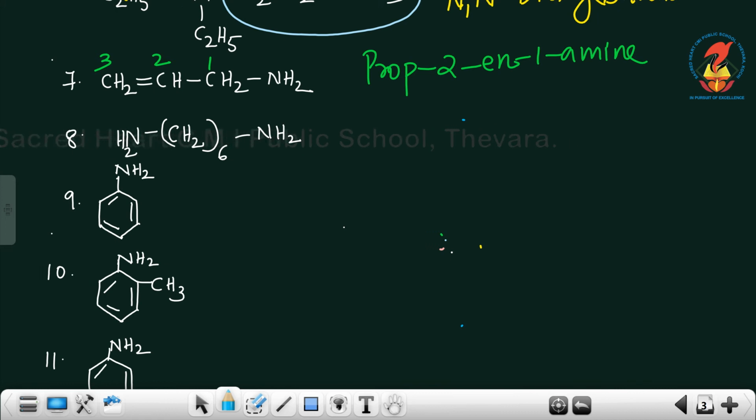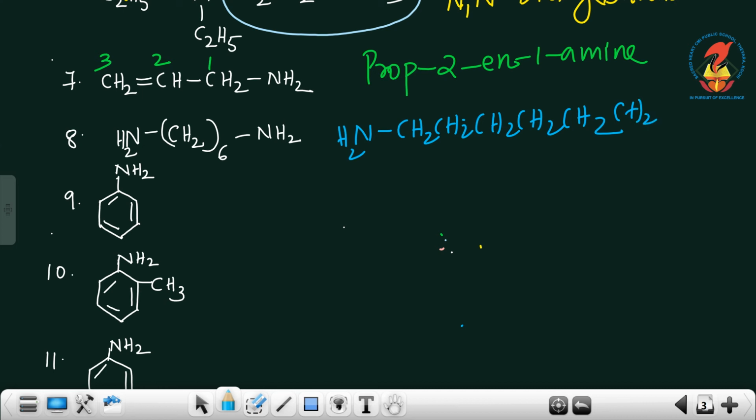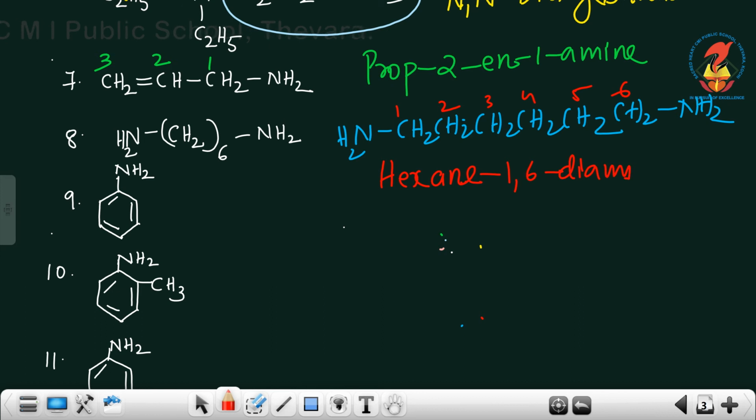Now in the next question it is given as NH2, CH2 6 times, NH2. This we can write as NH2, CH2, CH2, CH2, CH2, CH2, CH2, NH2. So when we give the number, it will be 1, 2, 3, 4, 5, 6. 6 means hex. They are singly bonded, so an, hexane, 1,6-diamine. Whenever there is di and tri, we have to retain the last e. So it is hexane-1,6-diamine.